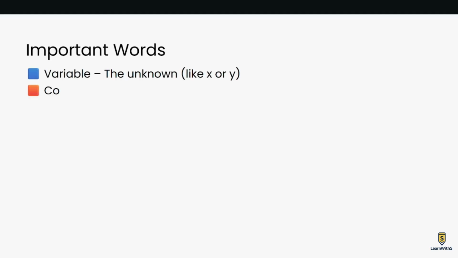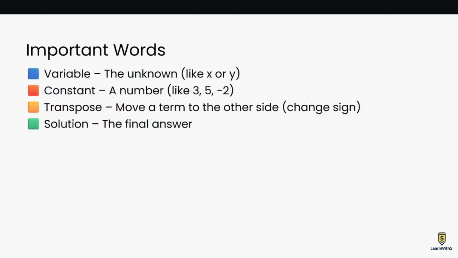Now let's understand the important words. Here are some quick words you'll hear often. Variable. It means the unknown, like x or y. Constant. It is just a number, like 3, 4, or -2. Transpose. It means we move a number to the other side and its sign changes. For example, if there's a negative number on the left-hand side, when you bring it to the right-hand side, it becomes positive. And then finally, the solution is the final answer we get.